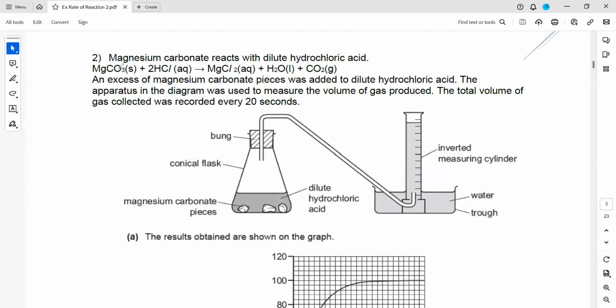But what if it was not given? Then you can identify it: if solid marble chips or solid magnesium carbonate pieces are still left after the reaction, that reactant is in excess. But if there are no solid marble chips or magnesium carbonate pieces left, then hydrochloric acid is in excess.